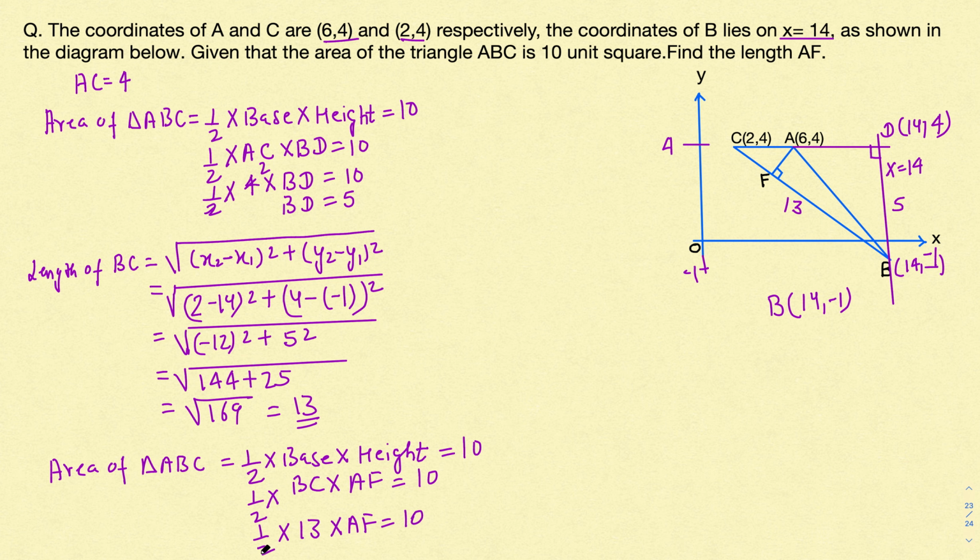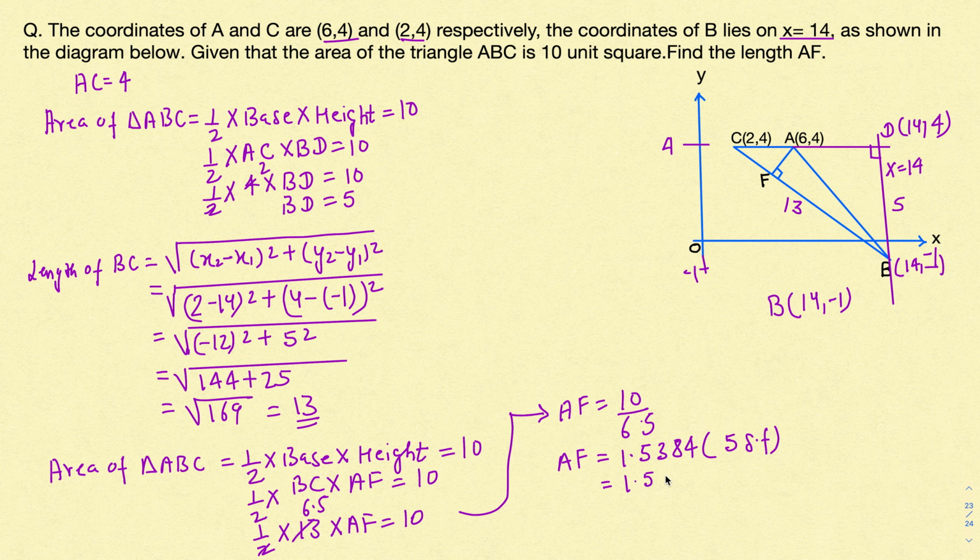So from here we can write it as 6.5 times AF equals 10, and hence AF will be equal to 10 divided by 6.5. That will give us 1.5384 if we take it up to 5 SF. Usually we need the answer up to 3 SF, so if we convert it to 3 SF, we'll get 1.54.